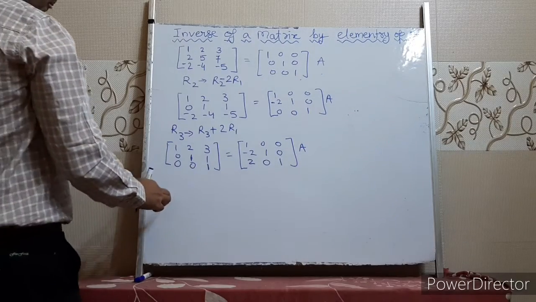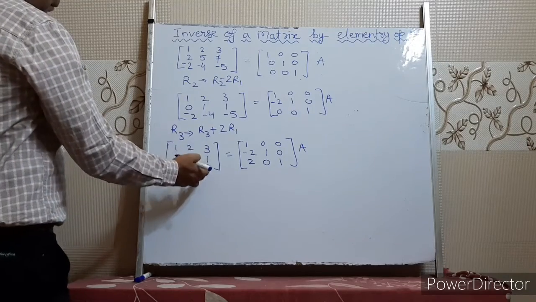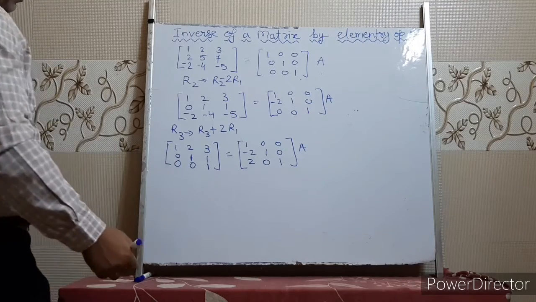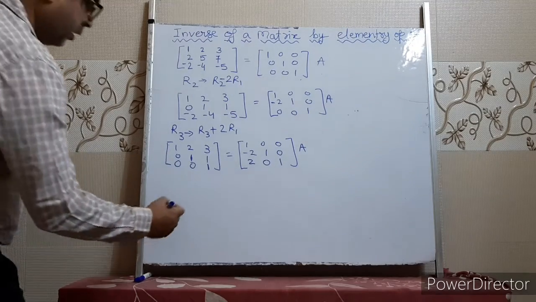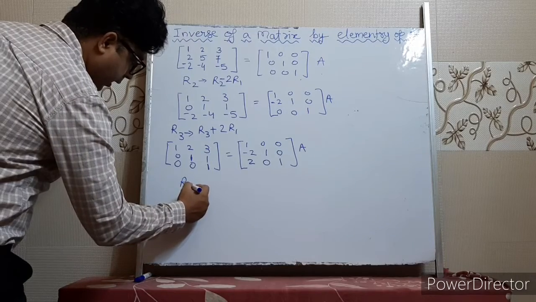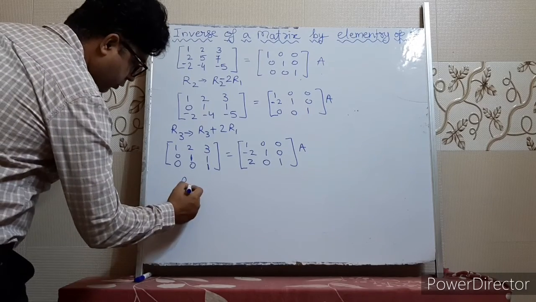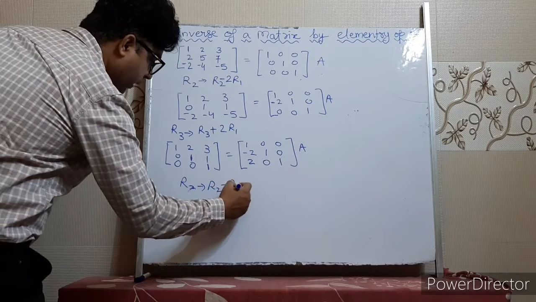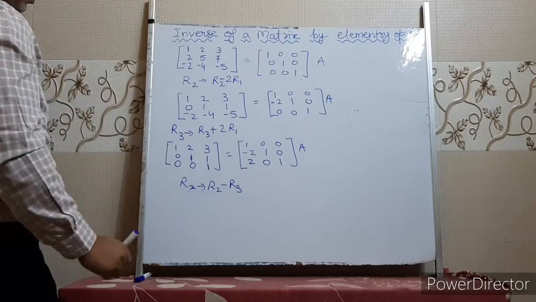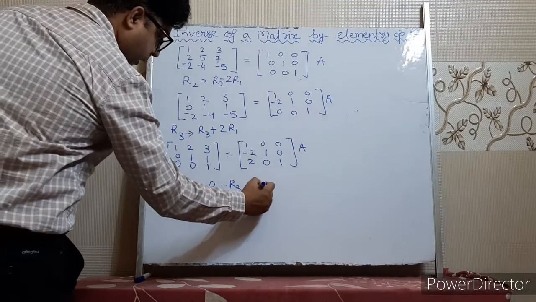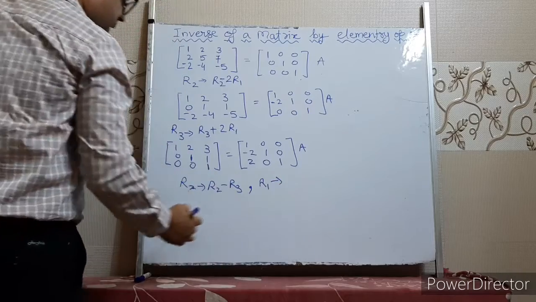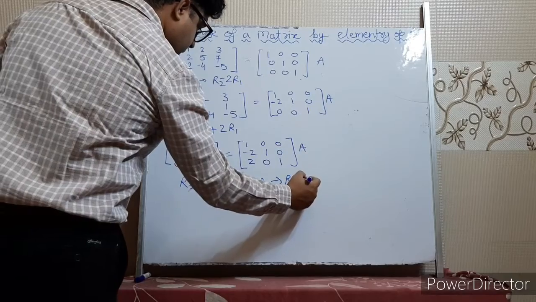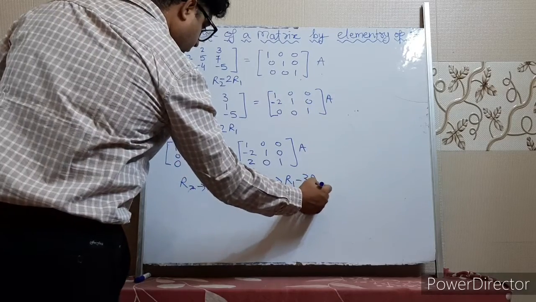Now what will we have to do? You can make this term 0 and you can make this term 0. So here I'm going to apply two operations at a time. What am I going to do? I'm going to apply R2 and R2 minus R3. So this way this term will become 0. And I'm going to apply operation R1 and R1 minus 3R3.